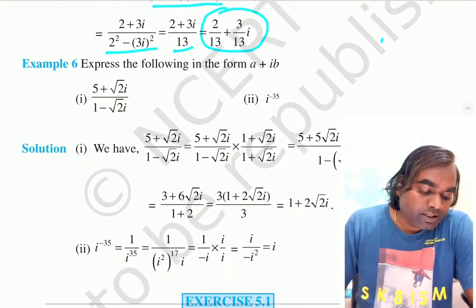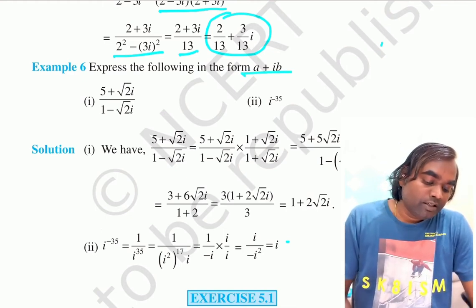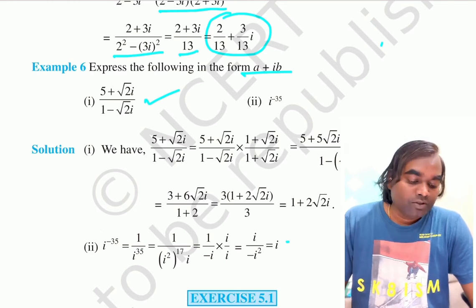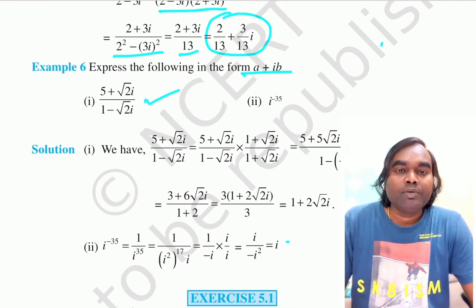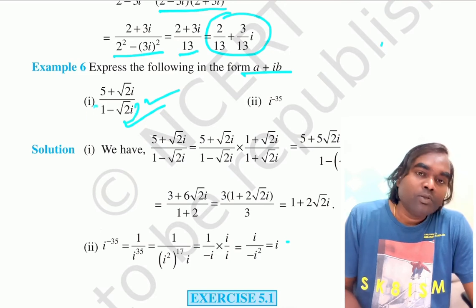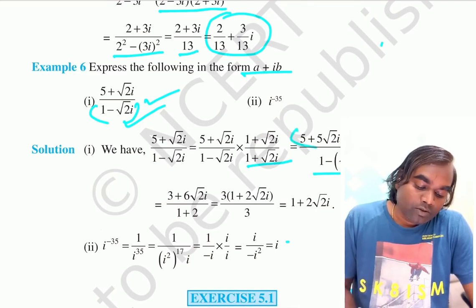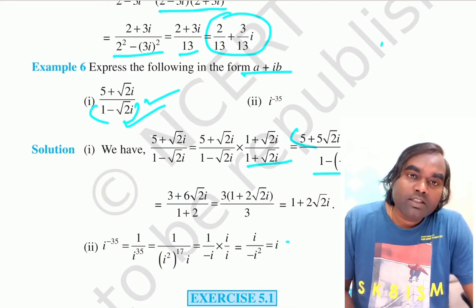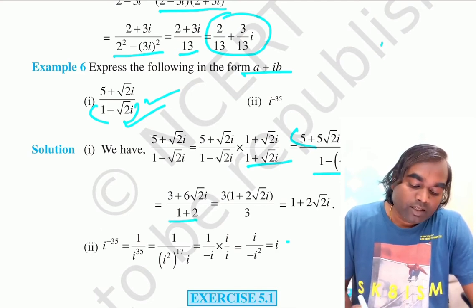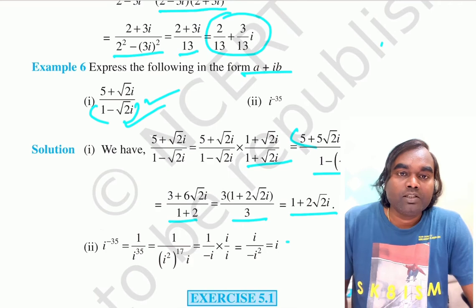Now example number 6. Express the following in the form of a plus ib. You are given the problem in terms of a ratio, and you have to find the solution in the form of a plus ib. So you will simplify this problem by multiplying both numerator and denominator by 1 plus square root 2i. By this, the denominator will be 1 minus square root 2i whole square, and the numerator will be given by this. After simplification, you will get 3 plus 6 into square root 2i divided by 1 plus 2, and that means this. So you will get the simplified form of the complex number in terms of a plus ib.